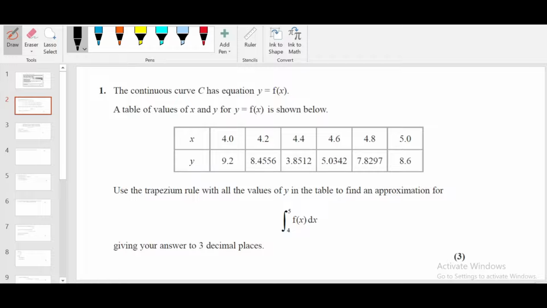The trapezium rule is this. First, they would expect you to mention the H actually. H is basically when you have the table, the common difference is H. So 1 mark for this one.